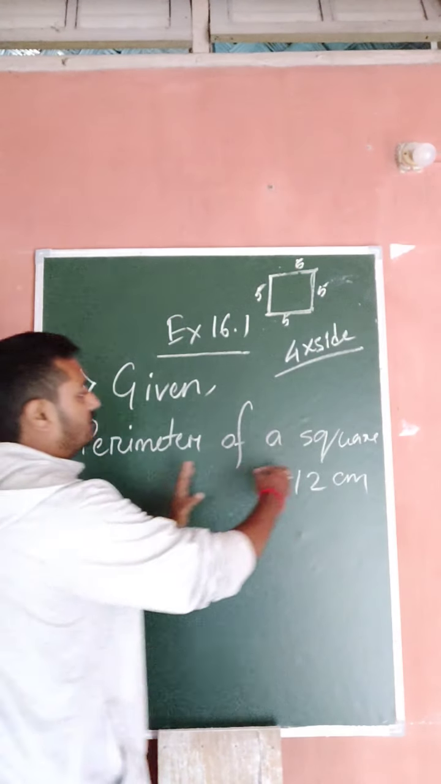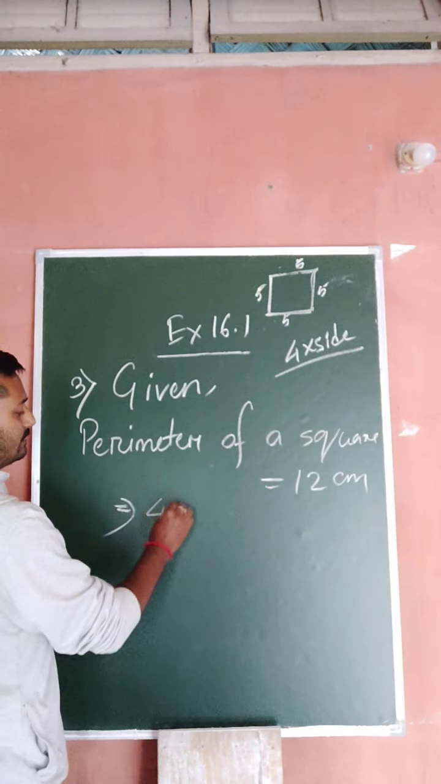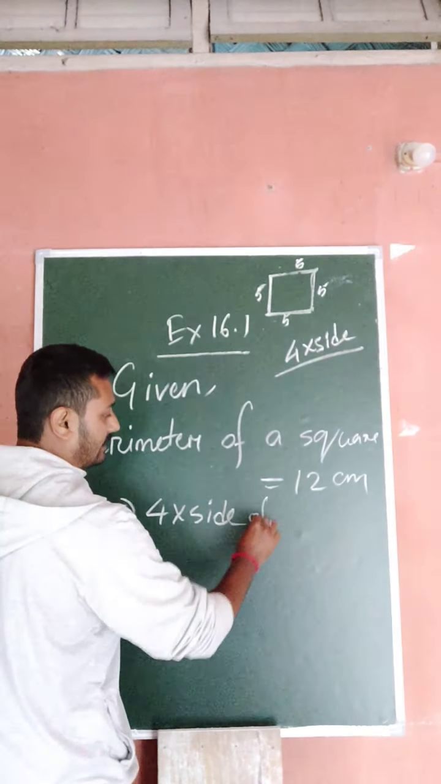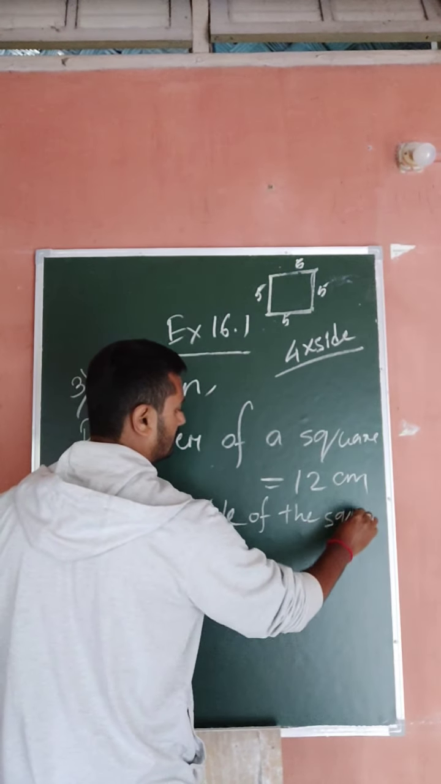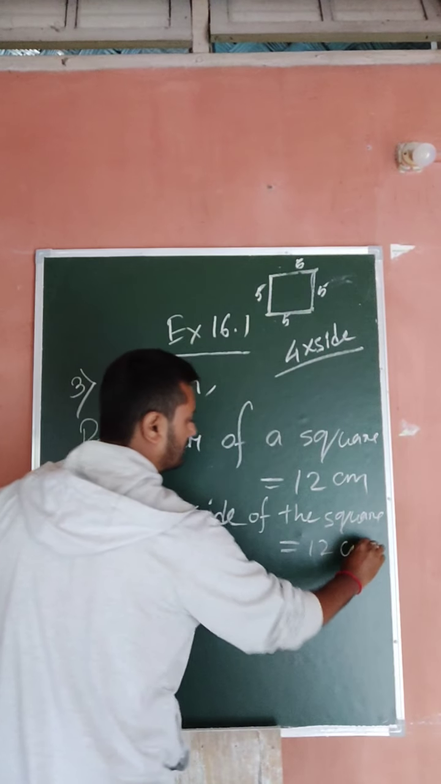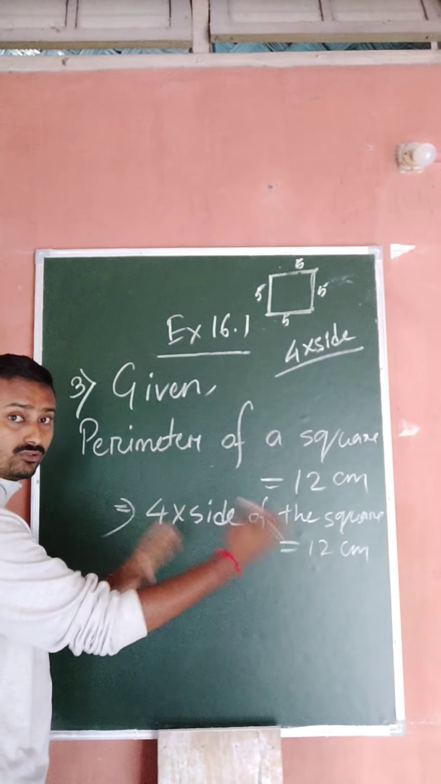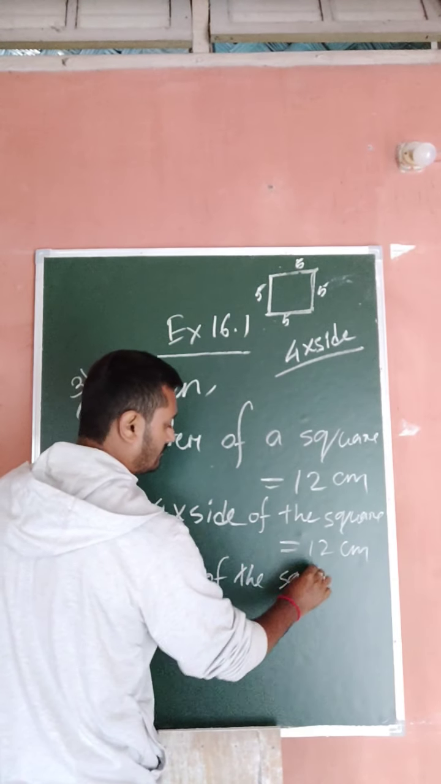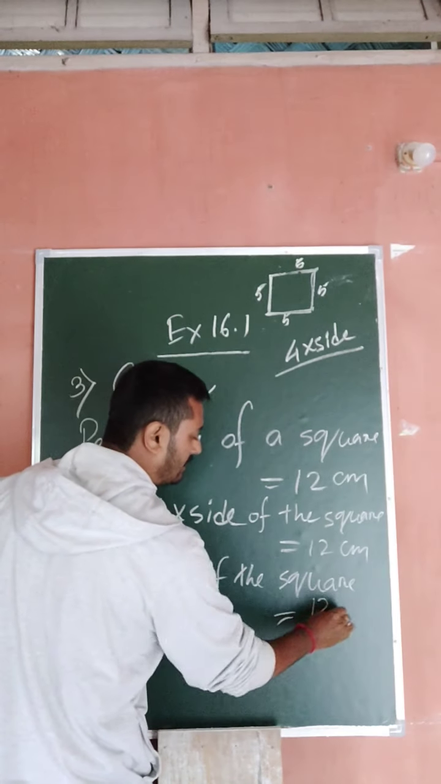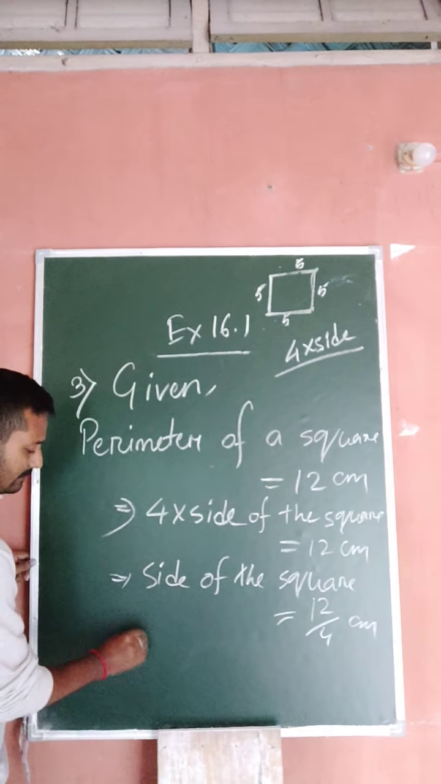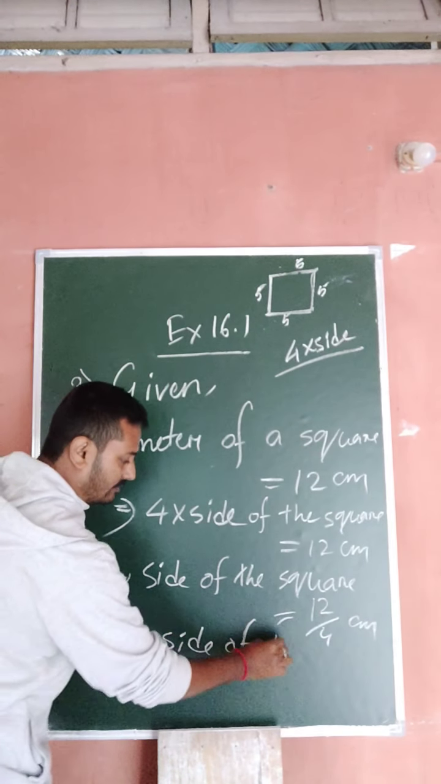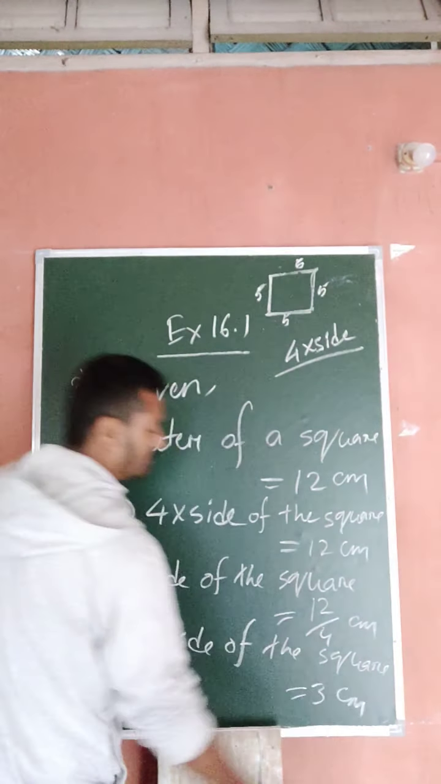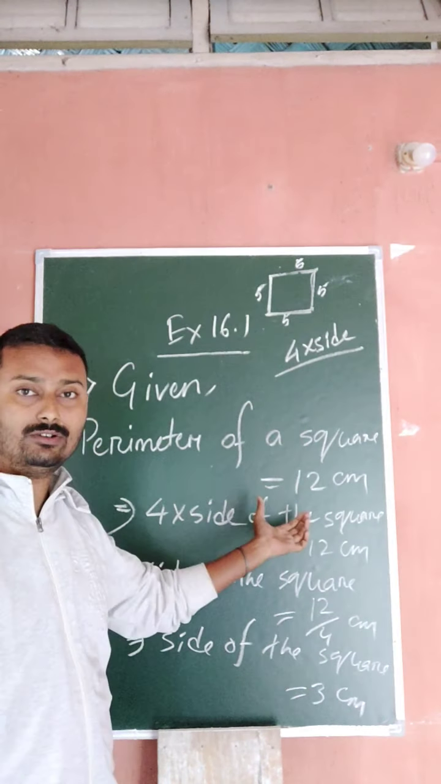Okay? So perimeter of a square is given as 12 cm. So that implies you can write 4 into side. 4 into side of the square, you can write side of the square is equal to 12 cm. Okay, so that means 4 is multiplied here. When it goes to that side, it becomes division. That means side of the square is equal to 12 by 4 cm. So that means side of the square equals 3 cm.